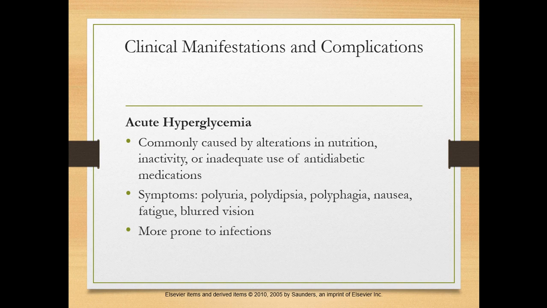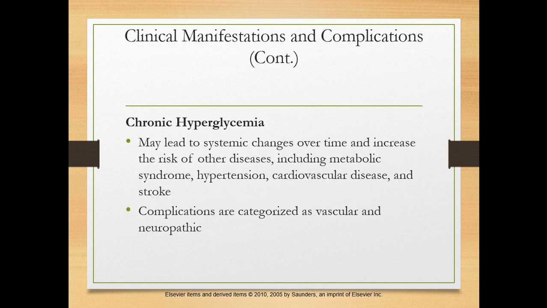Now, we do have some clinical manifestations and complications that could happen. So if a person is, let's say, pre-diabetic or the glucose levels elevate in whatever situation, if they are in what is considered acute hyperglycemia, this is commonly caused by alterations in nutrition and activity, or inadequate use of anti-diabetic medications. So the symptoms will be here: polyuria, polydipsia, polyphagia. They can also be nauseous, fatigued, and have blurred vision. And these patients can be more prone to infections.